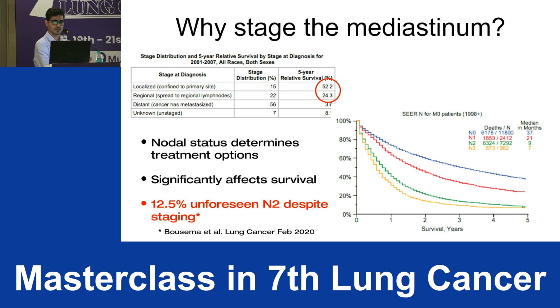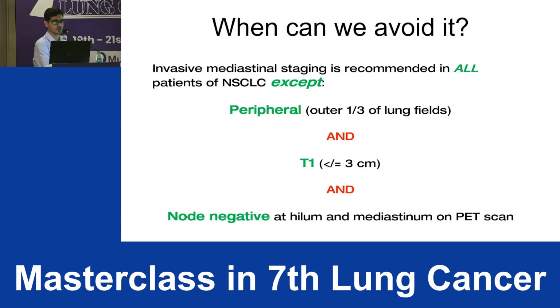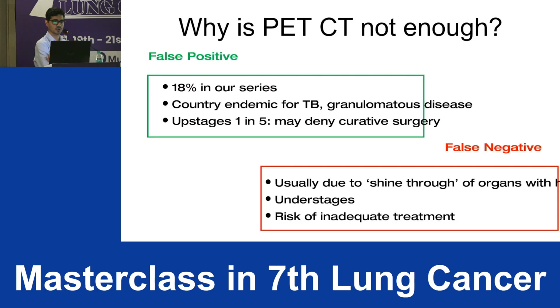On the right side, you can see a picture taken from the database, which says that as the nodal stage increases, the median survival or 5-year survival significantly drops down. That is why most patients will need an invasive mediastinal staging before planning treatment. But in whom can we avoid this? A peripheral T1, that is clinical T1 located in the peripheral part of the lung, and N0 on PET CT, we can avoid any sort of invasive mediastinal staging and go ahead with the treatment protocol.